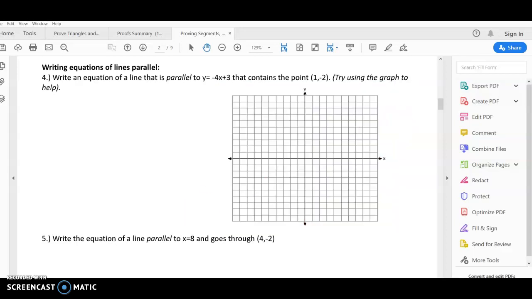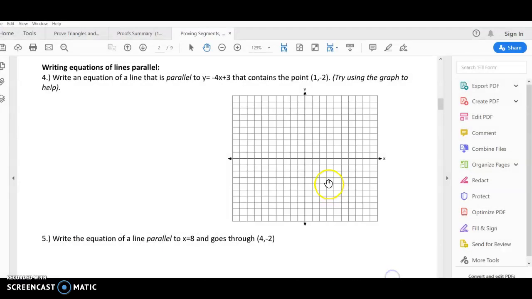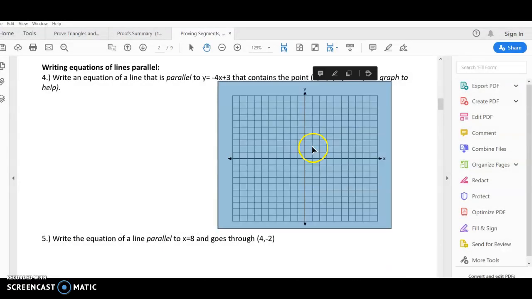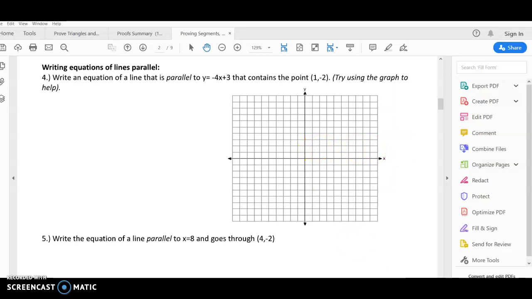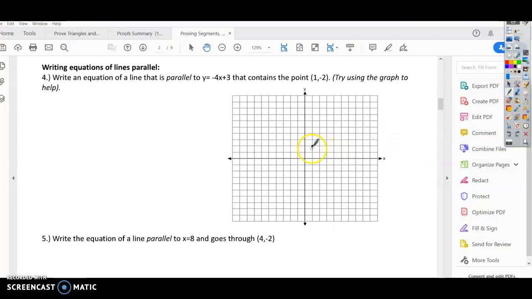Well, I don't have my pen on, so let's see. All right, once I put a point on there, 1, negative, well, I put positive 2. Let's go 1, negative 2.